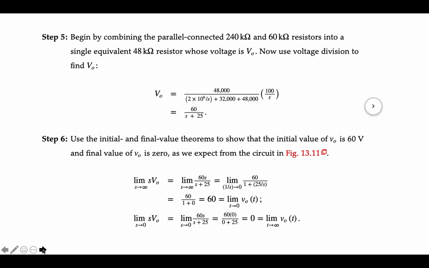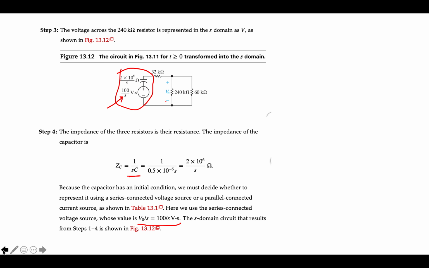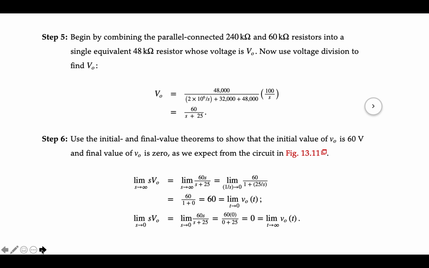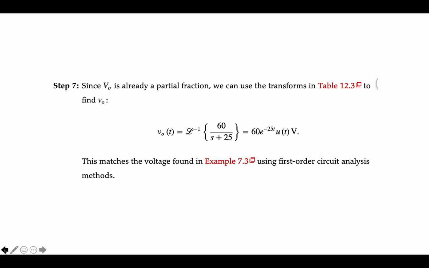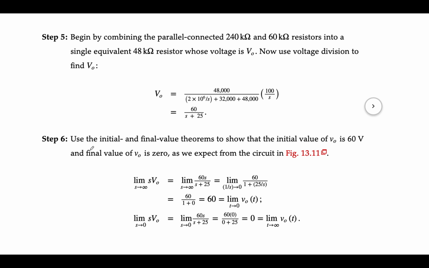The first thing that was done was the 240 and the 60 kilo ohm resistors were combined in parallel. So let's go back and look at that again. Here's that circuit. These two were combined in parallel. That's going to preserve this voltage V sub 0, which is what we're actually solving for. So that's probably a smart idea. Those are combined in parallel, and that's going to put all 3 of those elements in series.